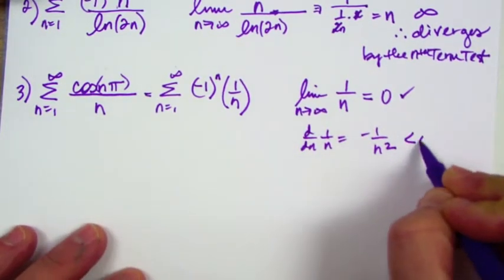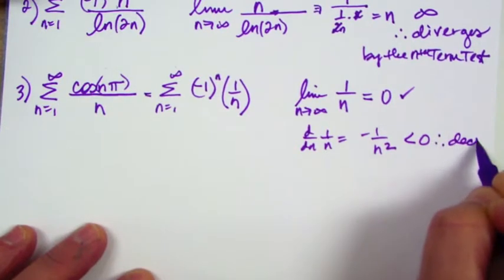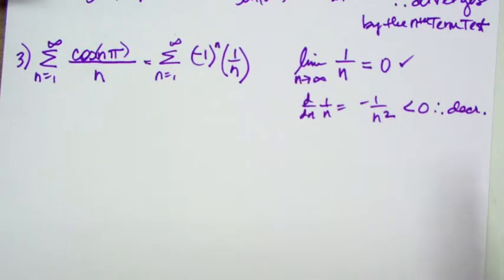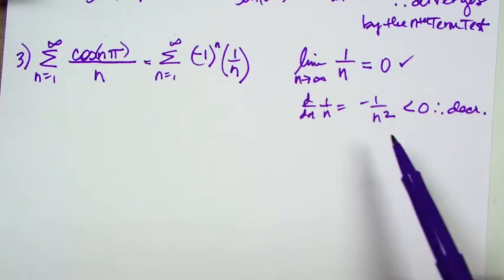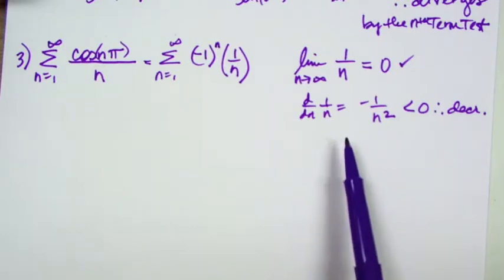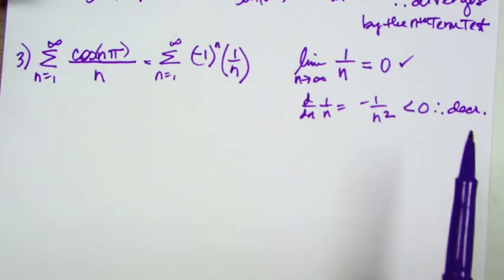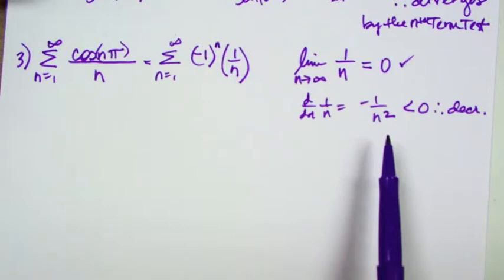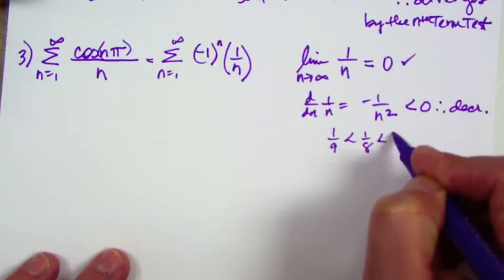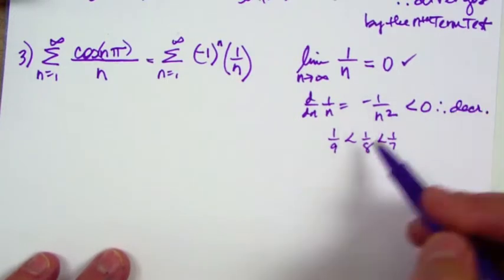I would just write "decreasing" like that. Well, I mean, technically, if you were doing a free response question on the AP, they would want you to show this. They would want you to show that the derivative was always negative. If you aren't going to do this, at least write me a few terms. You could say something like 1/9 is less than 1/8, less than, you know what I mean?